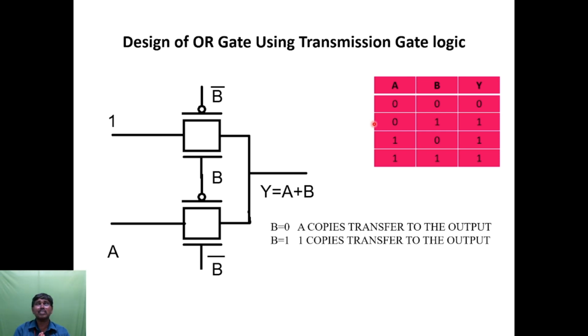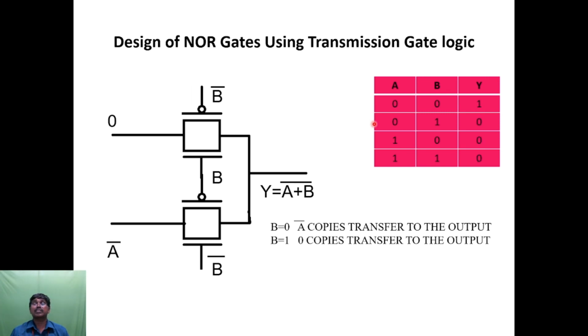In fast transfer logic, the voltage strength is weak. In case of a transmission logic, the voltage strength is strong. That is the concept difference between the fast transfer as well as the transmission gate logics. Next, we have to see the NOR gate.